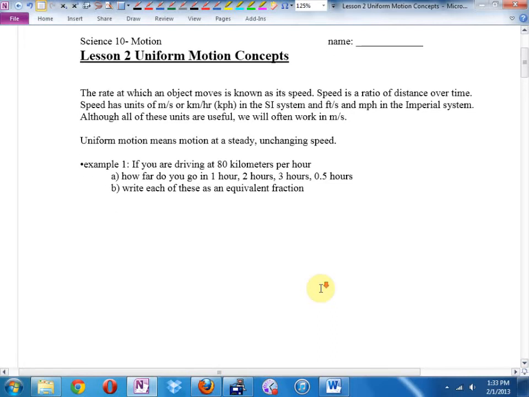The rate at which an object moves is known as its speed. Let's underline that because that's our key word of the day. And speed is a ratio, that means a division question, of distance over time. As an equation, we say this.